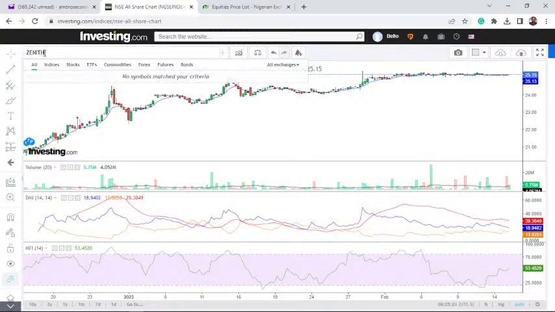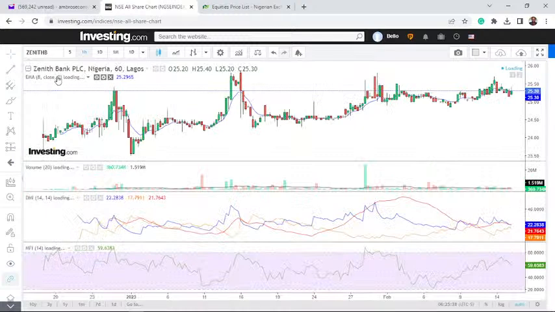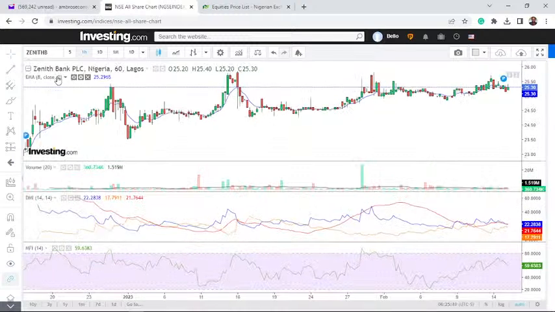Quick one, I want to look at what is happening in Zenith Bank. Yes, this is the Zenith Bank chart now. You can see the chart is also trying to go up. Today it almost tested around 25.40 before coming down straight to 25.25.